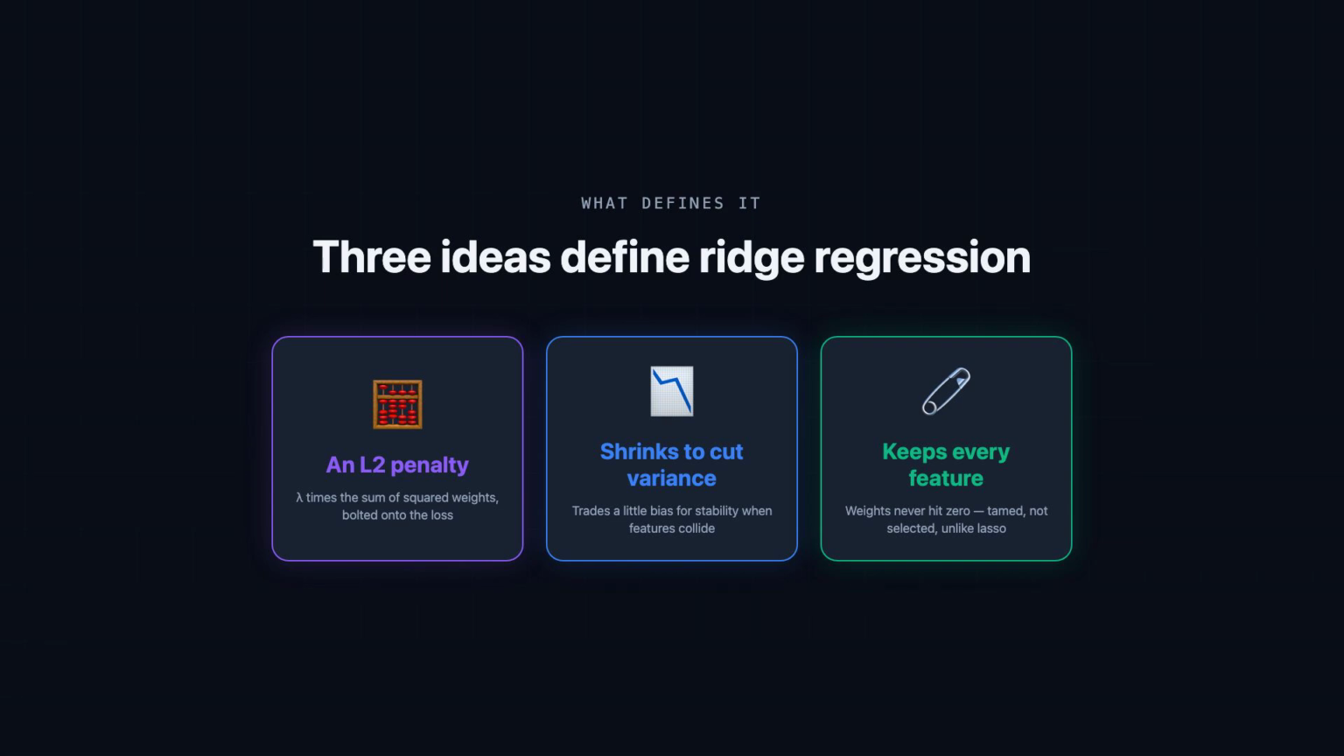Because the weights shrink but never reach 0, Ridge does not do feature selection. Every input stays in the model with reduced influence, and that is precisely where Lasso, with its L1 penalty, goes further.